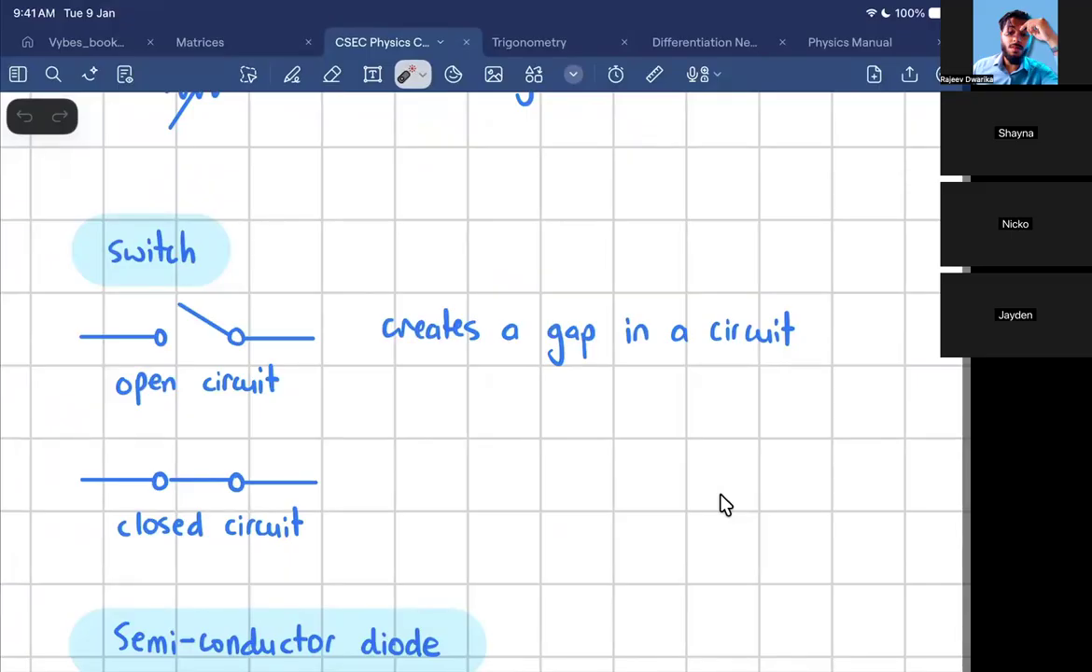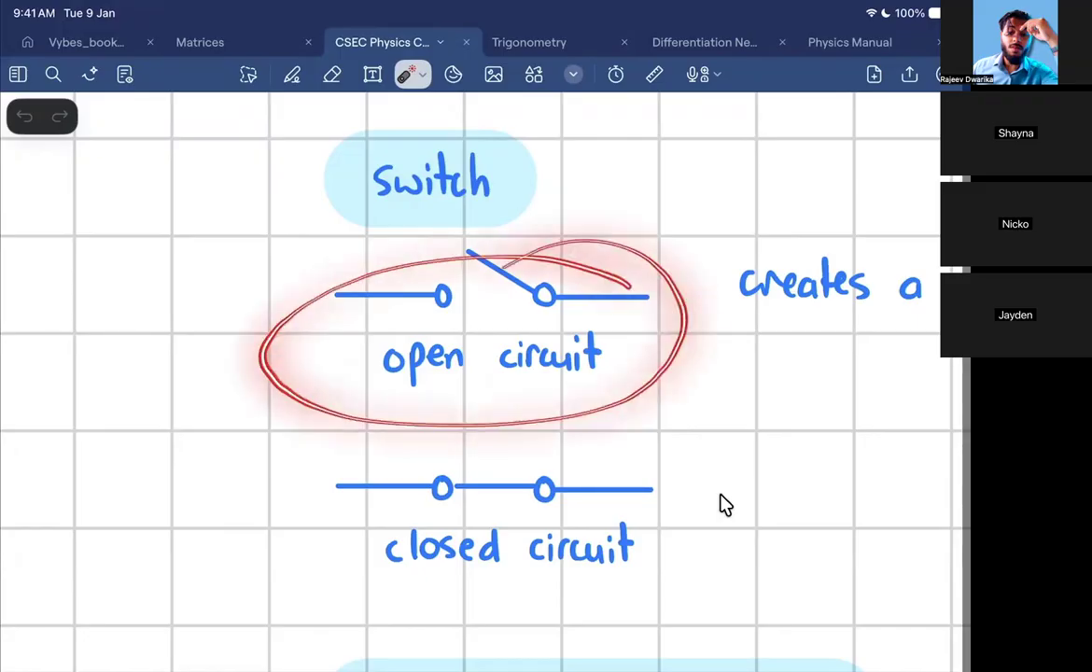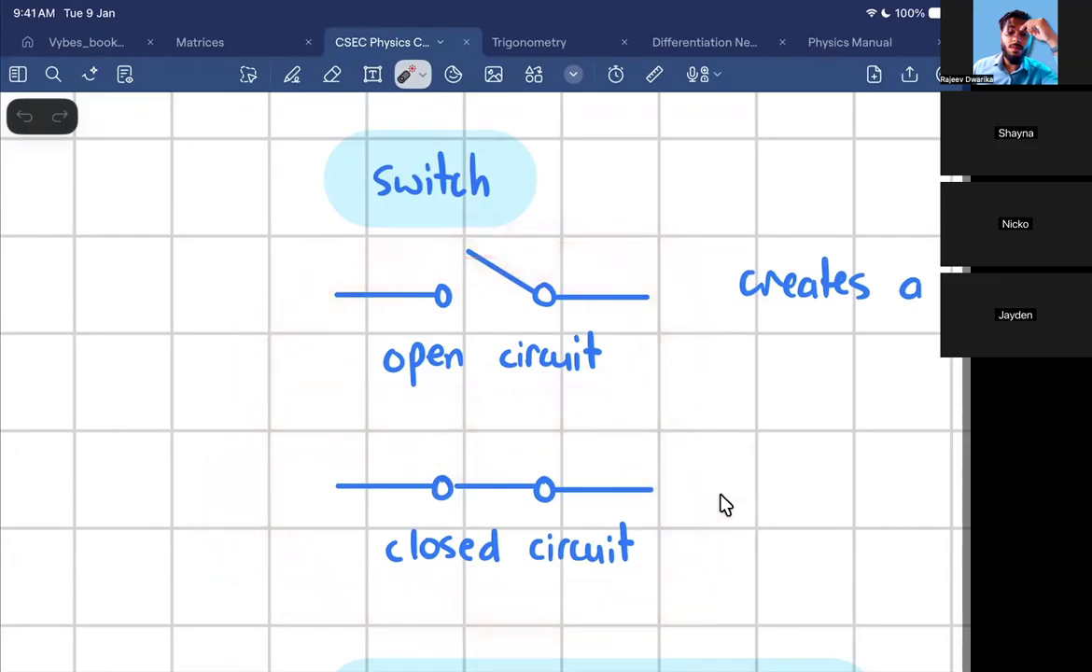When it's in an open configuration, it's called an open circuit. When it's closed, obviously, it's called a closed circuit. In which configuration do you think the circuit will be on, Nikolai? Open or closed circuit? Closed, because if you look at this, will the current be able to pass to the other side if it's open? Nope. It has to be closed for the current to pass through.